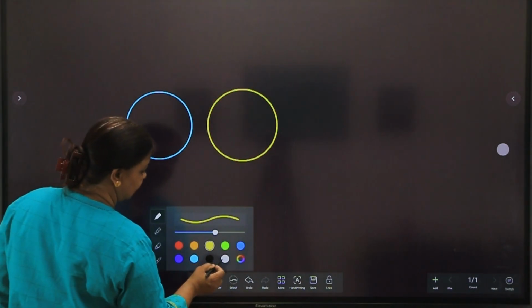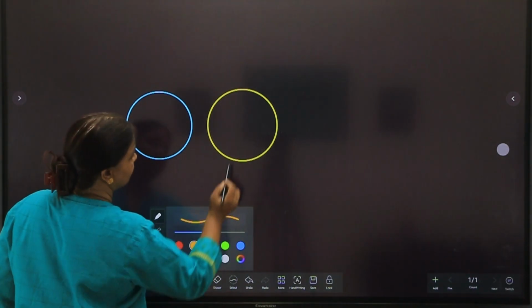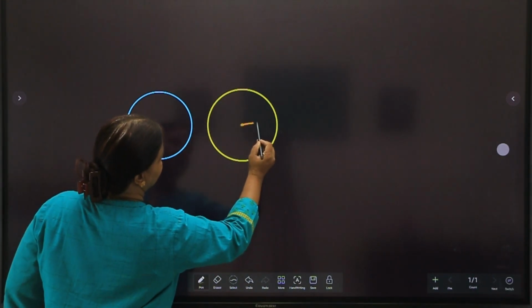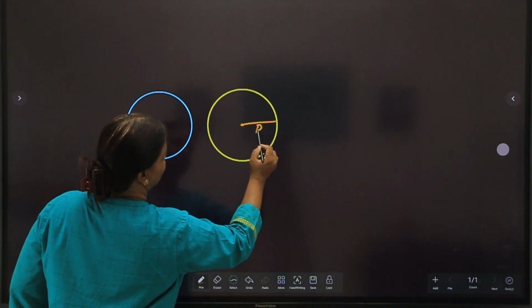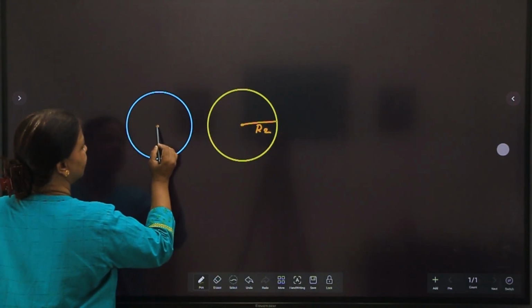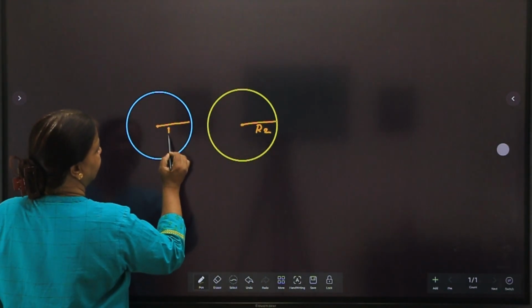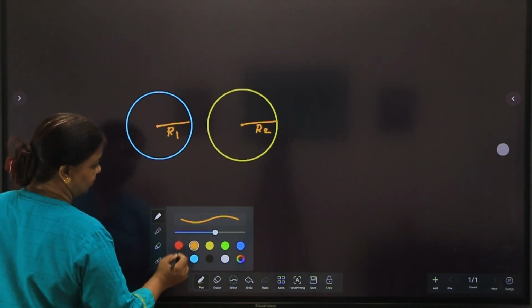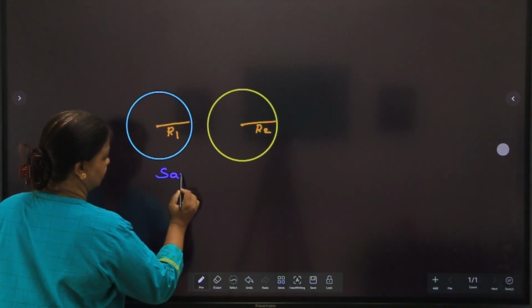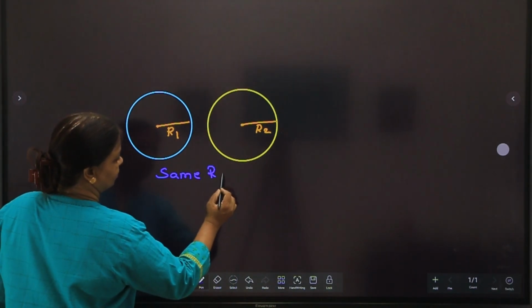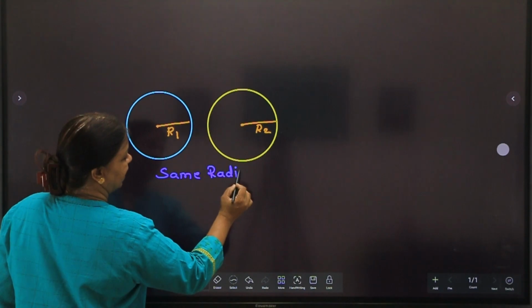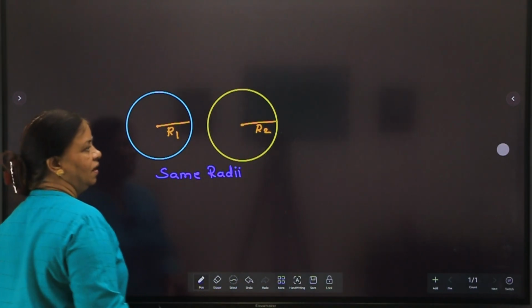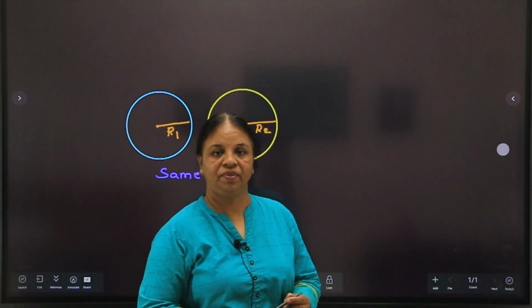Let me draw the radius. This circle's center is this and radius is this, R2, and this circle's center is this and radius is this, R1. They have the same radii. Radii means many, radius means one.